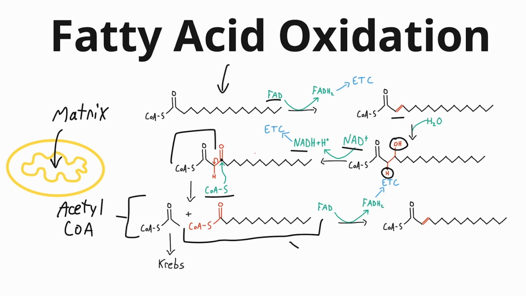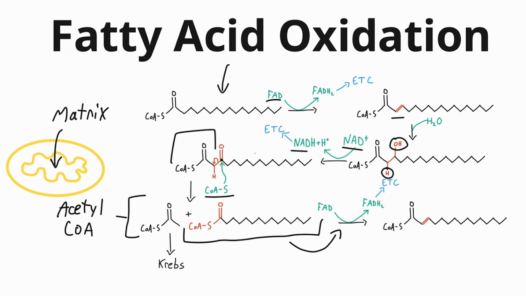And then it's going to go through the exact same process that our starting molecule went through. Every time it completes one process, it's going to produce 1 molecule of acetyl coenzyme A and it's going to get shortened by 2 carbons. It's going to continue doing that until it's turned into all acetyl coenzyme A molecules.